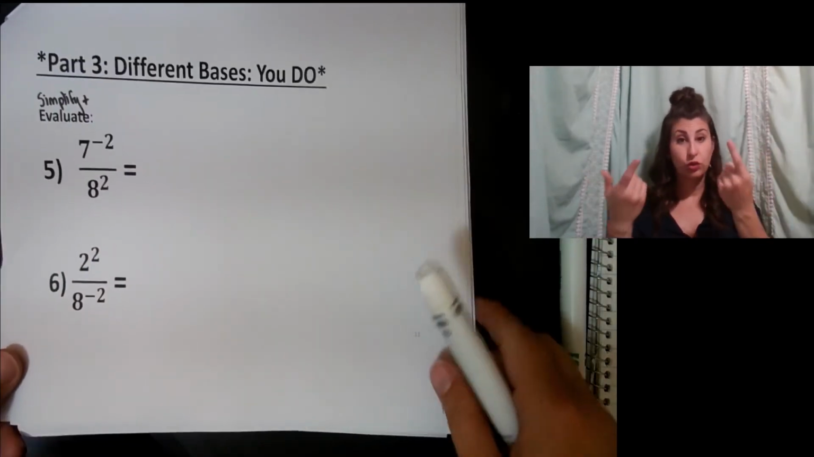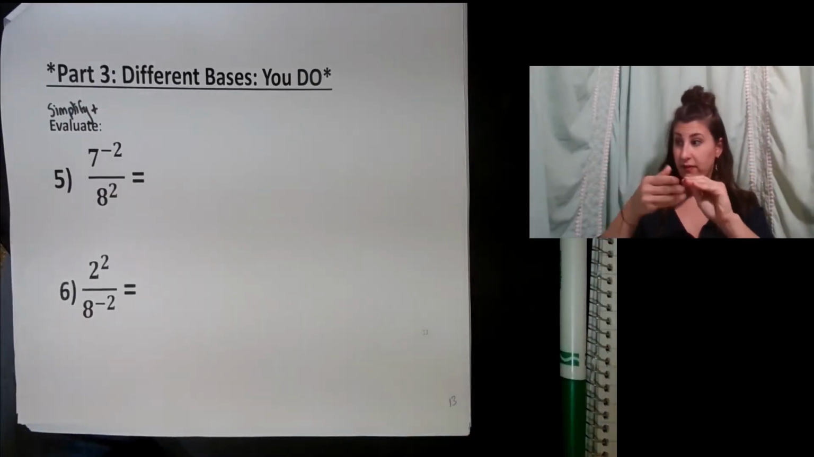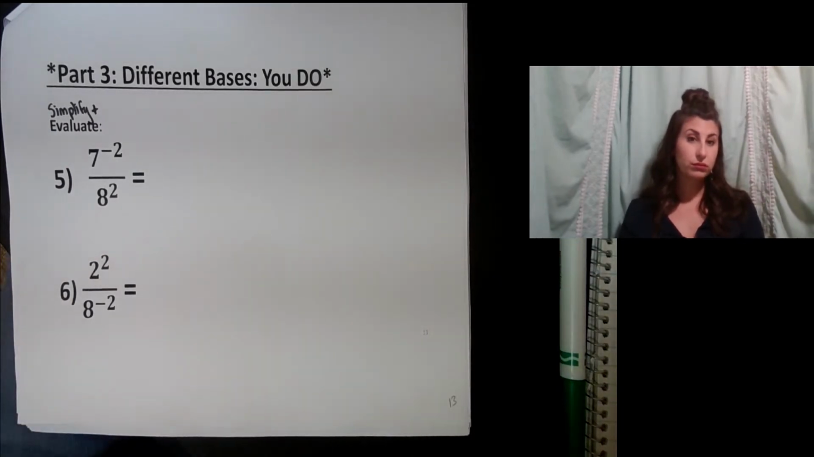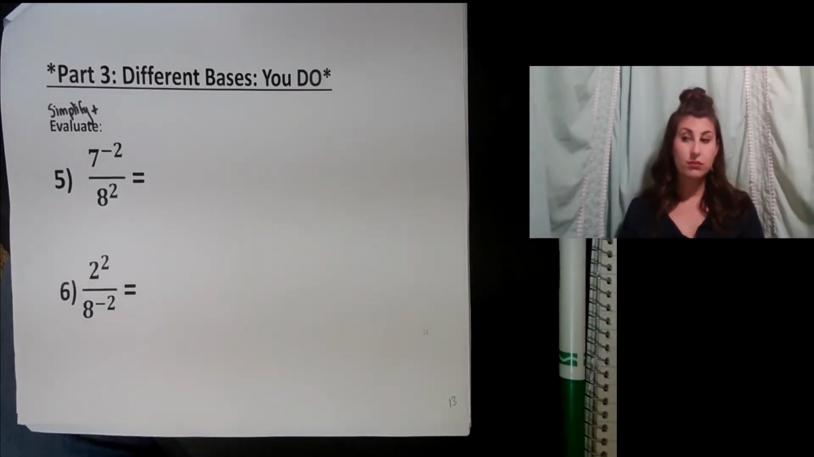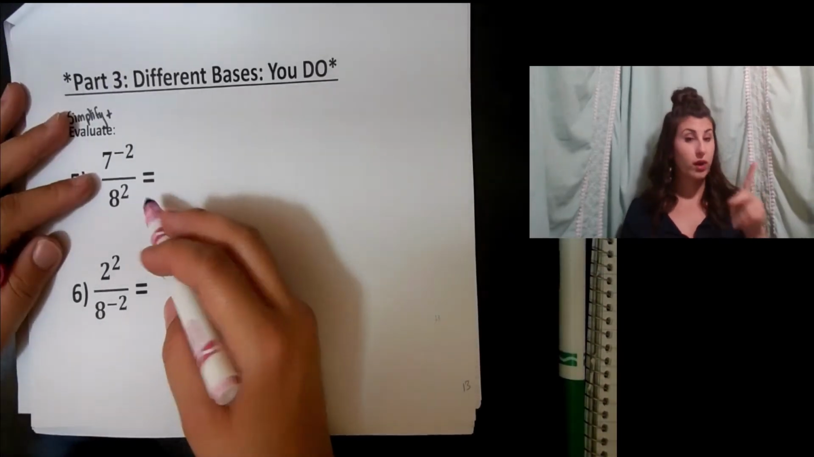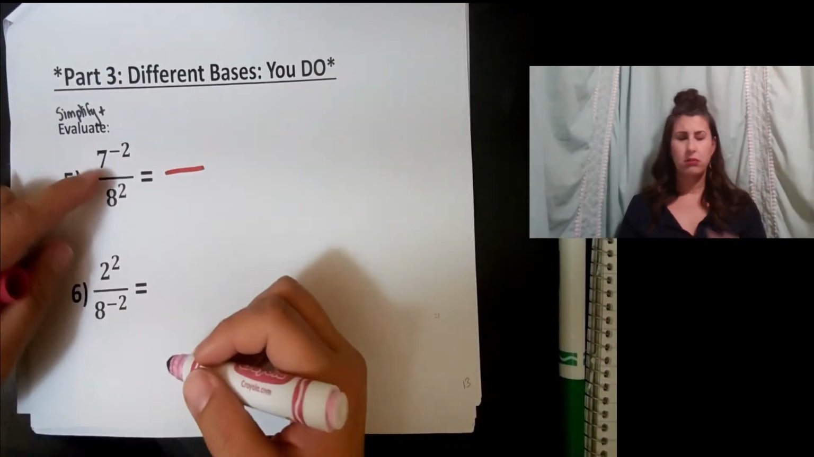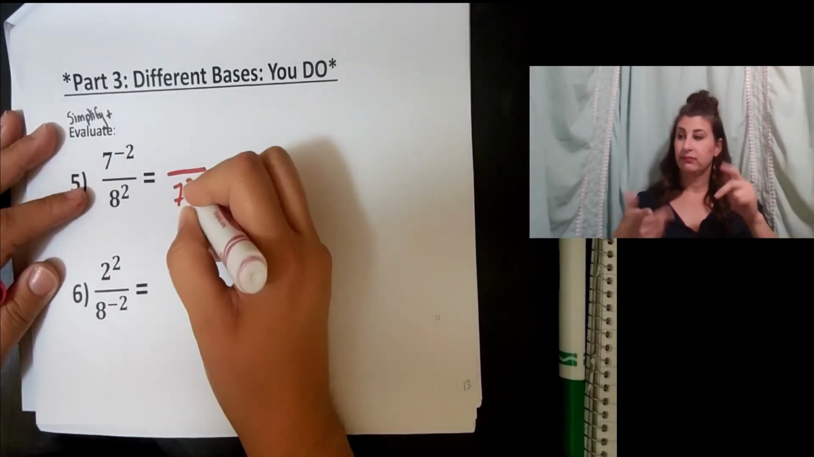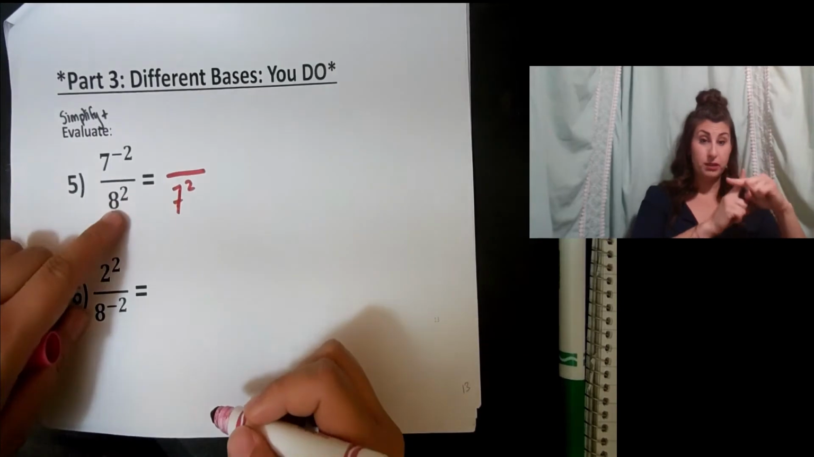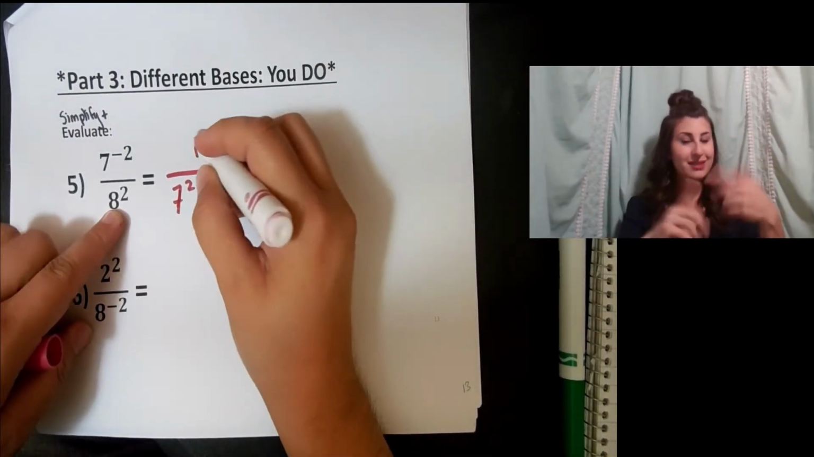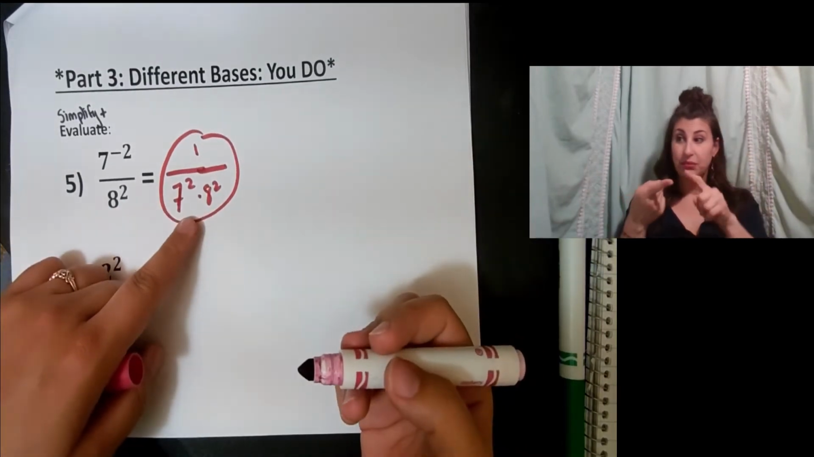Go ahead and try those two for practice. Go ahead, press pause. All right, for this one, I'm going to ask myself, does this stay on top or does it go to the bottom? It goes to the bottom, and I change the sign to a positive. This one stays because it's positive, and here is my simplification.